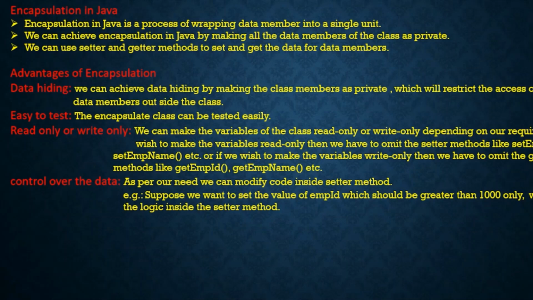So I have implemented some validation code in the case of set employee name. Similarly, we are controlling the data. The next thing is control over the data as per our need. In the employee class, I have written extra code for validation. So we have control over the data. Whatever we want, we can implement inside our setter methods, right?